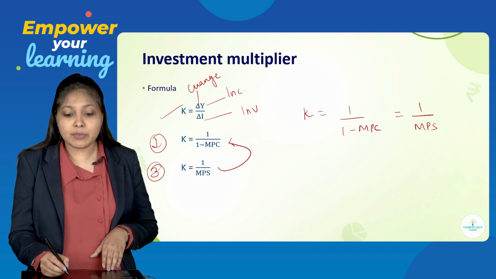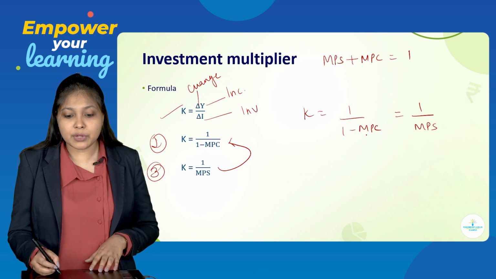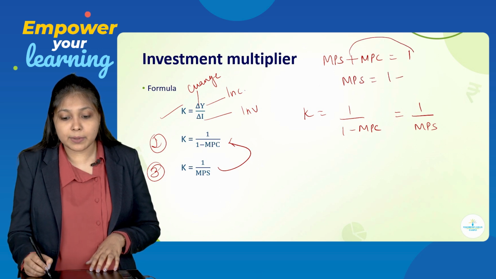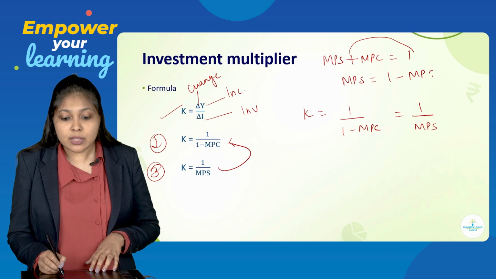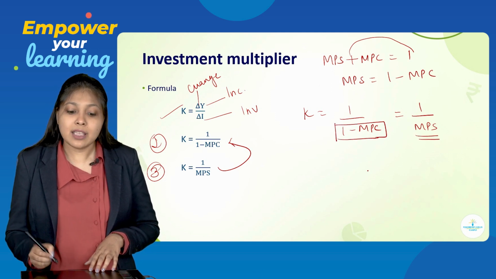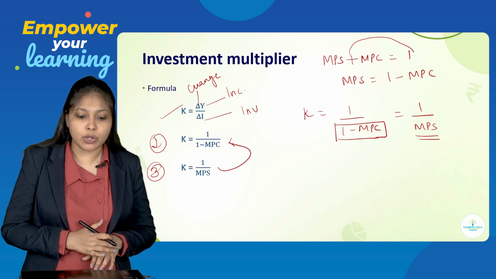If you all remember, we have already done that the sum of MPC and MPS is 1. So, if I want the value of, suppose, MPS, what will it be? 1 minus MPC. So, 1 minus MPC can also be written as MPS. That is how the third formula has been derived from the second formula.